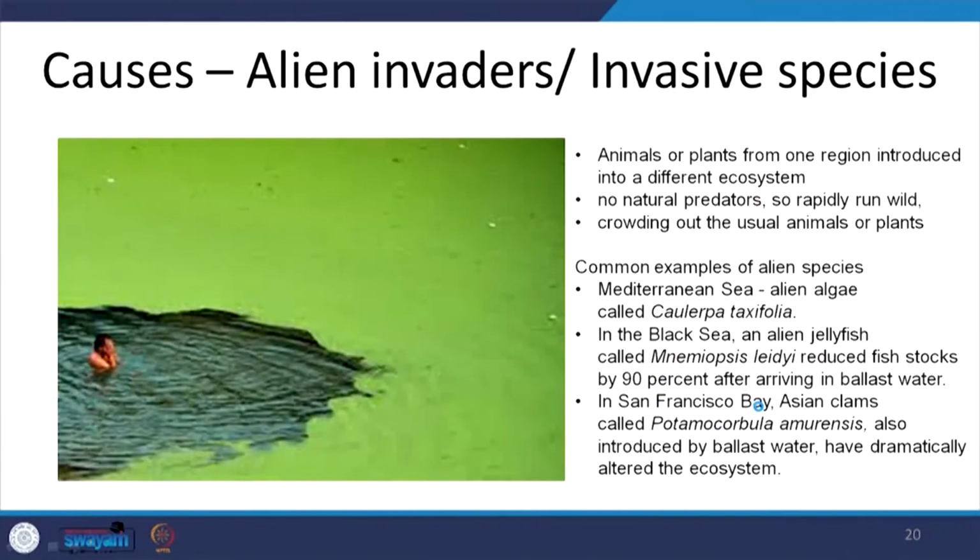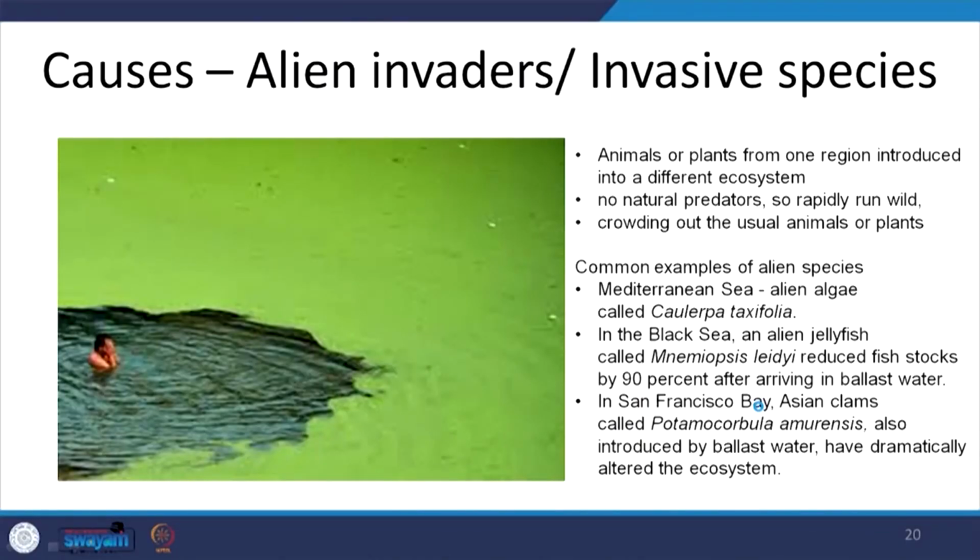Another cause is alien invaders. Now, alien invaders in itself is not a cause, it is the result of an activity like dumping of chemicals or excessive use of chemicals which have then got washed off and entered into a water body, and then an alien invader enters into that aquatic system. Now, what is an alien invader? An alien invader is an animal or a plant from one region which has introduced itself into another region.